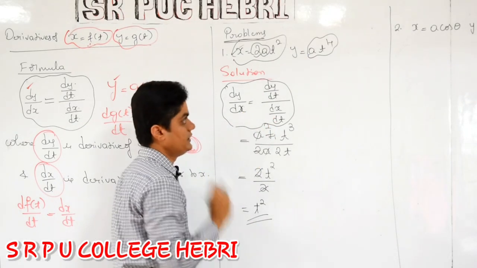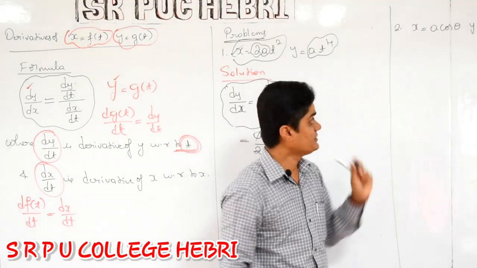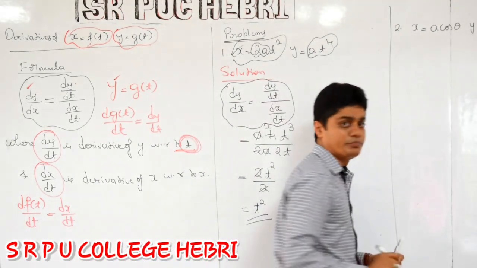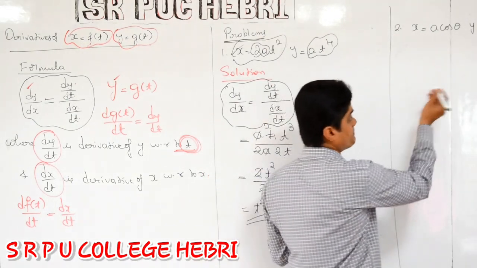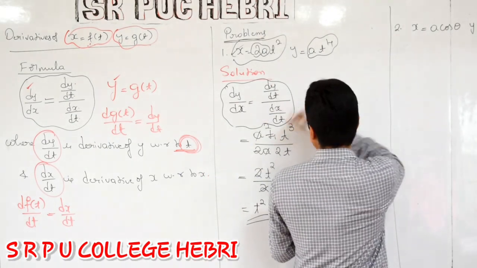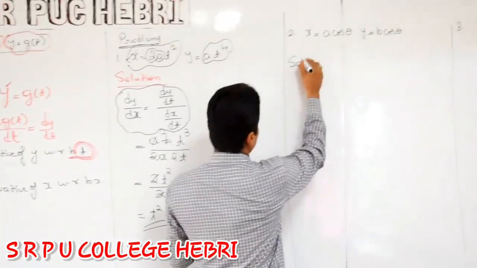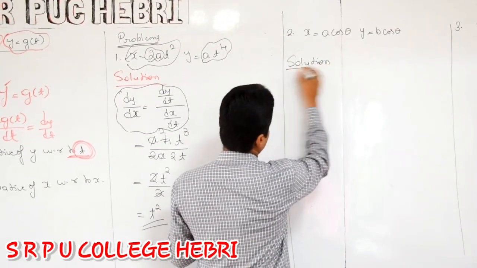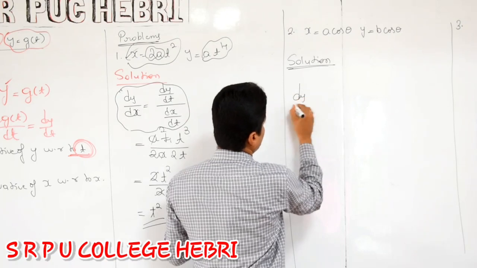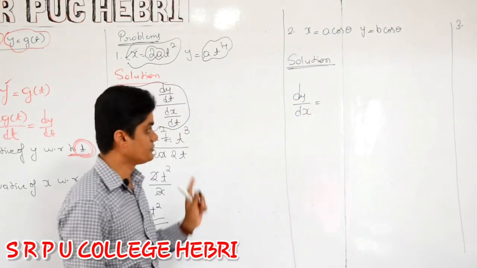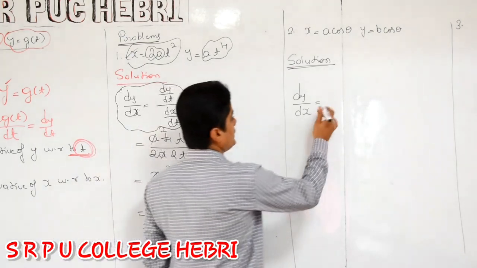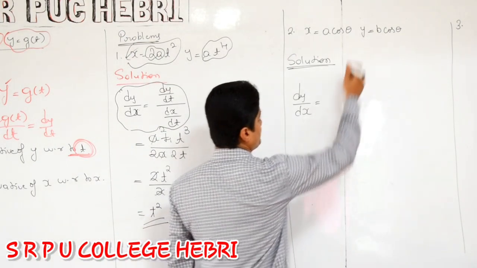Got it? Next one. x is equal to a cos theta, y is equal to b cos theta. I hope you understood this, right? So you try once, it's easy for you now because this is a very simple method actually compared to previous all derivatives. This is a simple problem. Now tell me, what is dy by dx? I'll not write the formula, you write and practice, okay? What is dy by dx? Which one should we differentiate first?